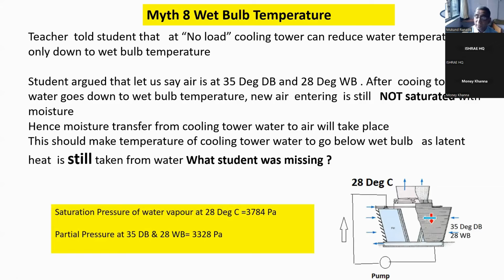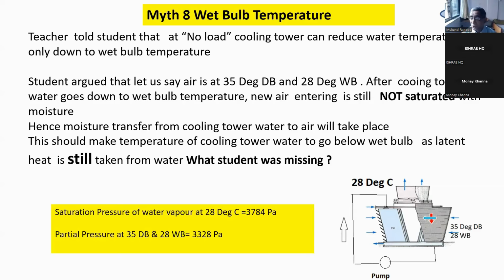He said, the air that is coming, let us say, is at 35-degree dry bulb and 28-degree wet bulb, and it has achieved 28 because it was moving continuously for a long time. So the water temperature is now 28 degrees. But 35-degree dry bulb and 28-degree wet bulb is unsaturated air, so it is hungry for moisture. As this 28-degree water is sprayed, some of the water will go into the air which is coming at 35-degree dry bulb and 28-degree wet bulb.